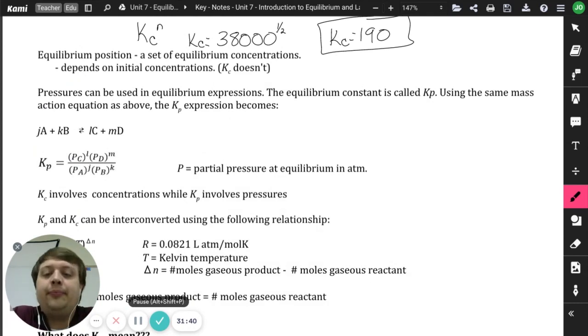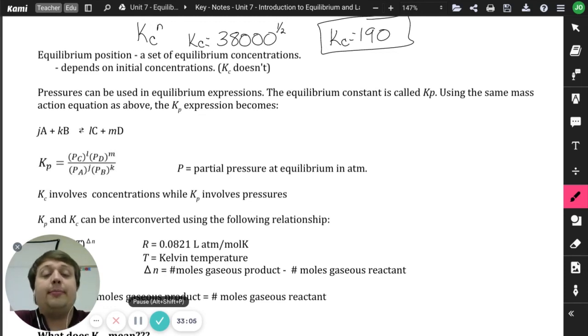Now, the equilibrium position does depend on our initial concentrations, but the Kc is not going to depend on that. So the position does depend on the concentrations that we start with.